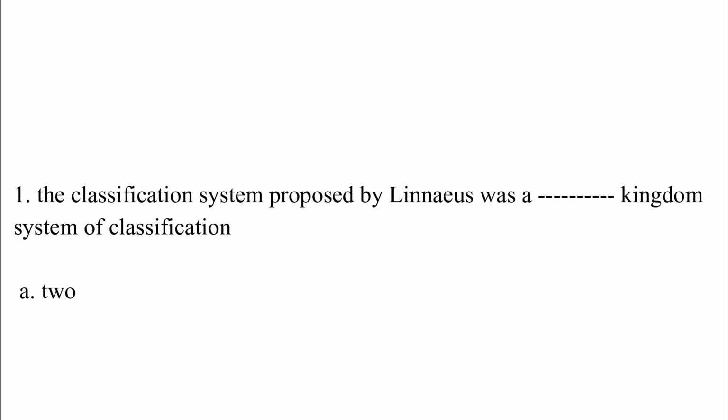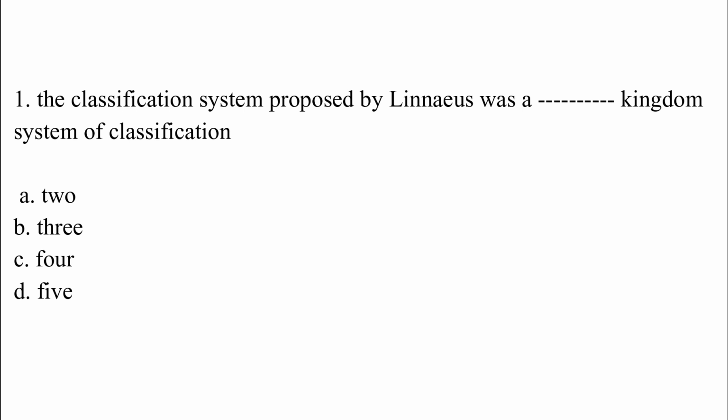The classification system proposed by Linnaeus was a two kingdom system of classification. Option A 2, option B 3, option C 4, option D 5. The correct answer is option A, which is 2.